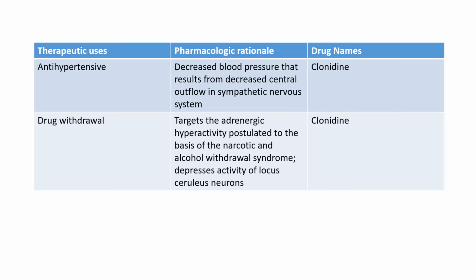So there are two main uses of clonidine, namely as an antihypertensive, or to reduce blood pressure, and this is due to the fact that it reduces sympathetic nervous system outflow from the central nervous system. Additionally, clonidine is also used in drug withdrawal management, and this is due to the fact that it targets the adrenergic hyperactivity, which might be the basis of narcotic and alcohol withdrawal syndrome. So it works to depress the activity of locus coeruleus neurons.